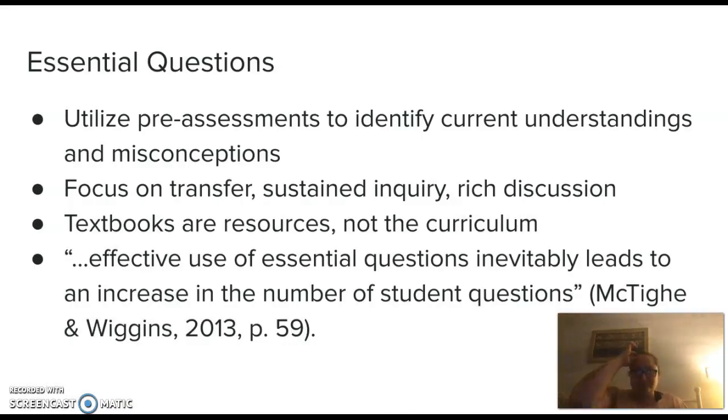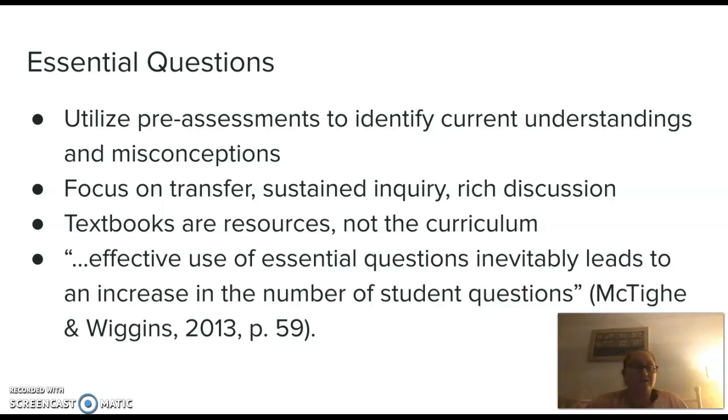So, when we're creating essential questions, it's really helpful to utilize pre-assessments. Well, this really goes for anything, but utilizing pre-assessments to identify students' current understandings and then misconceptions, right? We should start every single lesson that way. We should start every unit that way as well. So once we've done that, we might want to adjust the essential question we had written for our unit, depending on what current understanding students have.